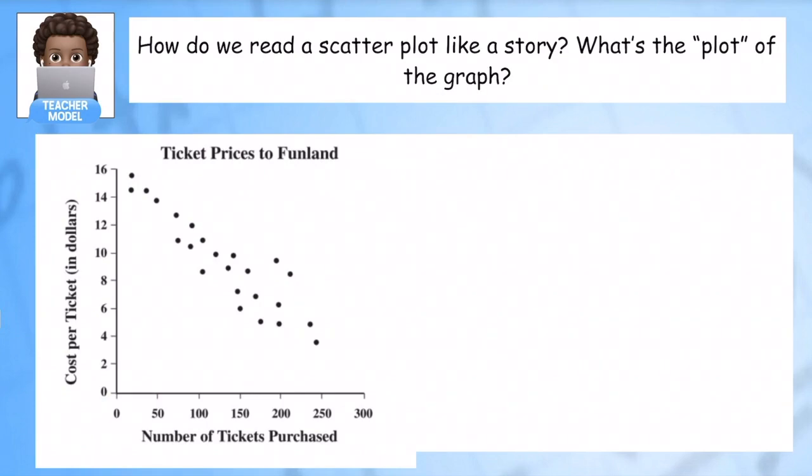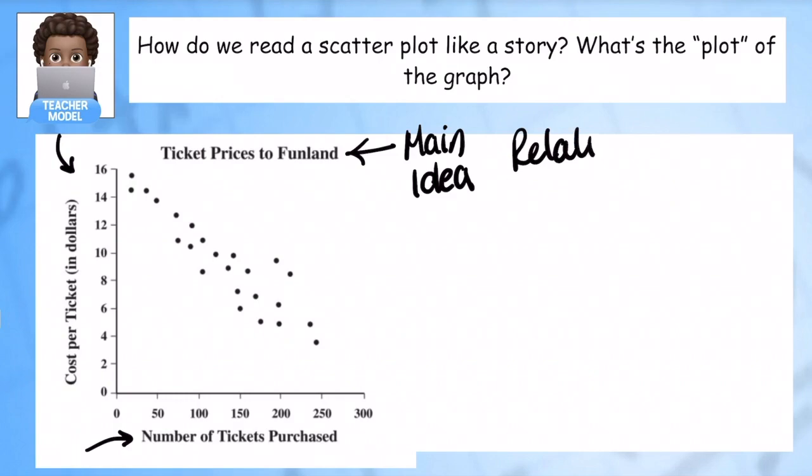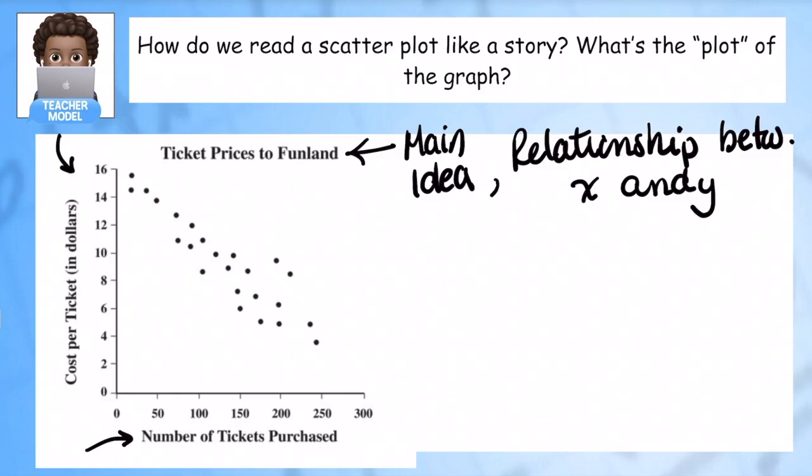And as I'm looking at this story, we know that it's about tickets to Funland, so that's our main idea. And two things are happening. As the number of tickets are purchased, what is happening to the cost in dollars? There's a relationship. We're also going to look at the relationship between our X and Y. So let's tell the story here. What is the story? What is happening with ticket prices to Funland?